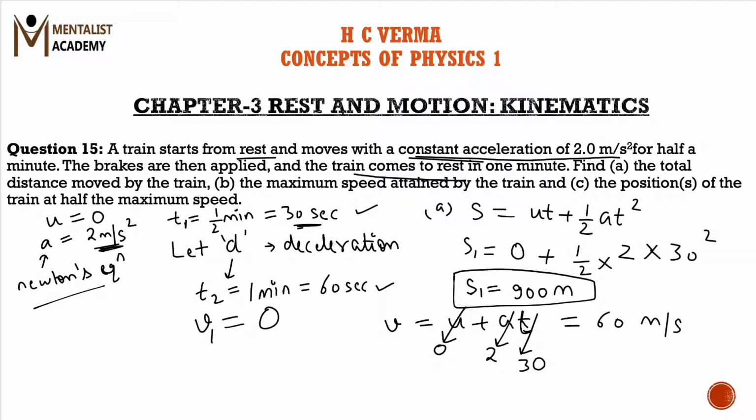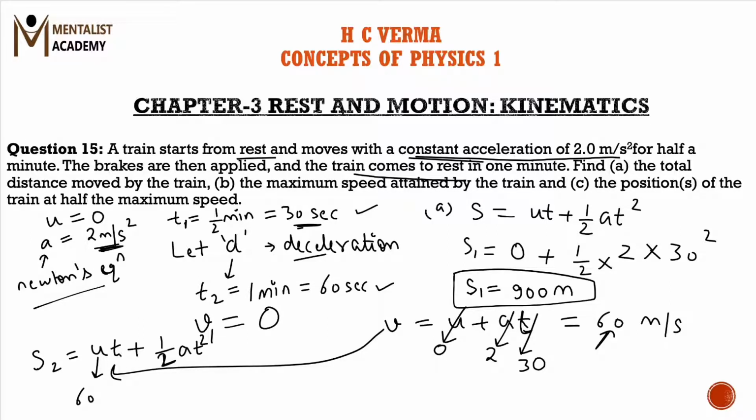Now let us see, in the second case of deceleration, the deceleration starts at what velocity? At 60 meter per second. The velocity of the train when the deceleration starts is 60 meter per second. So when I am finding the S2, distance traveled during deceleration, when I am applying the equation ut plus half at square, I have to put the value of u as v. V will be this value. So we will put u as 60 meter per second. We will put time as 60 seconds.